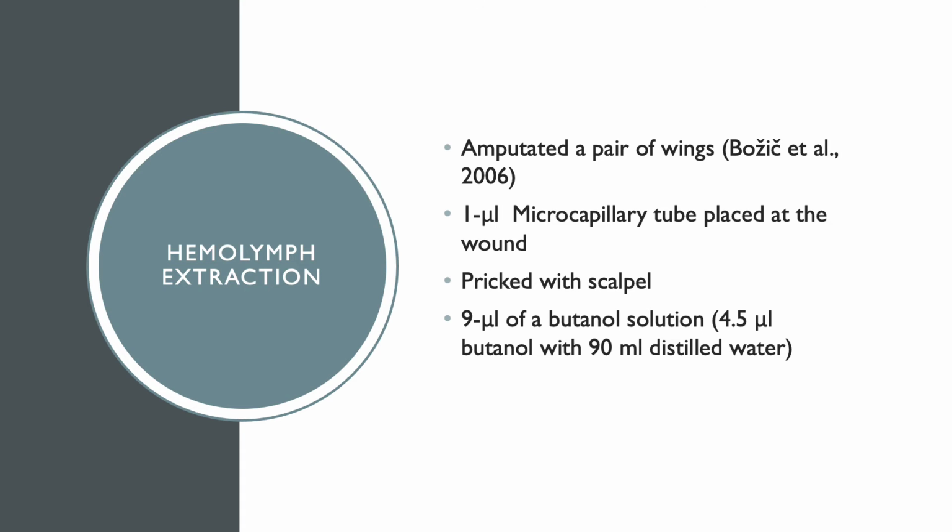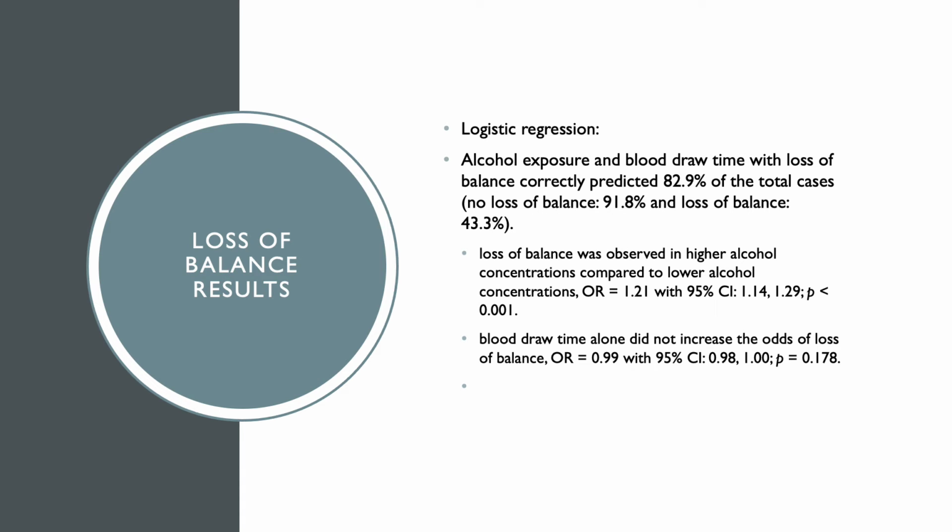Then she was pricked with a scalpel if the hemolymph wasn't flowing. And then that was combined with 9 microliters of a butanol solution for storage. And then the sample was placed in the freezer until it was run using PCR analysis. All data analysis was conducted in SPSS statistics.